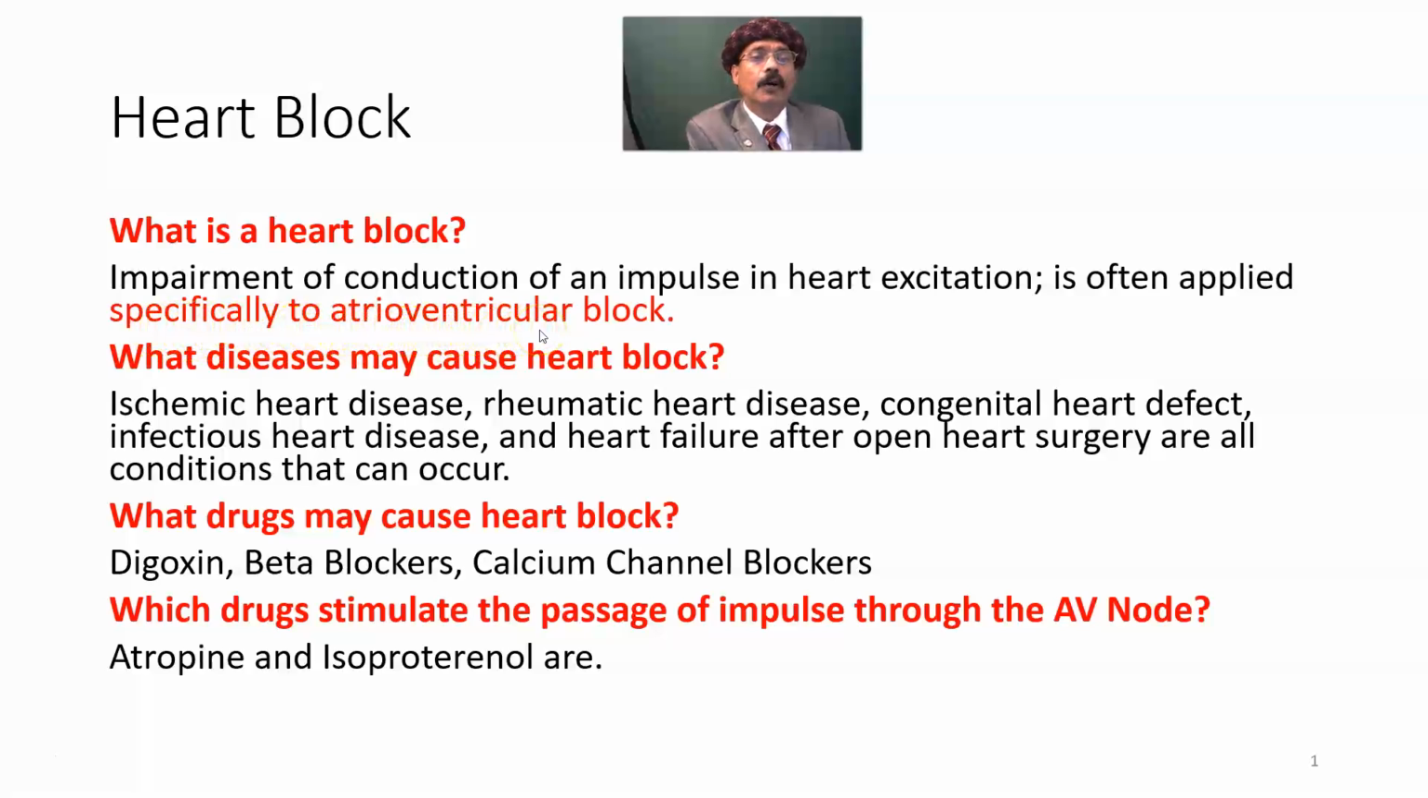We know that our heart has a conducting system like SA node, AV node, bundle of His, right and left bundle branch, then Purkinje fibers. SA node is the pacemaker, and AV node, atrioventricular node, is the gatekeeper for the passage of impulse from the atria to the ventricle. Sometimes some impulse from the atria may not go to the ventricle or may go in a delayed fashion. In that condition, we call it heart block.